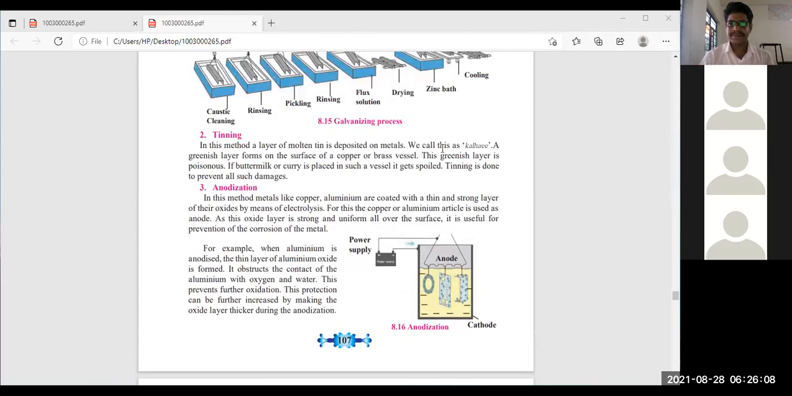Now tinning with the help of tin metal. In this method, a layer of molten tin is deposited on metals, and we can say it is kalahi. It's given on copper or brass vessels.